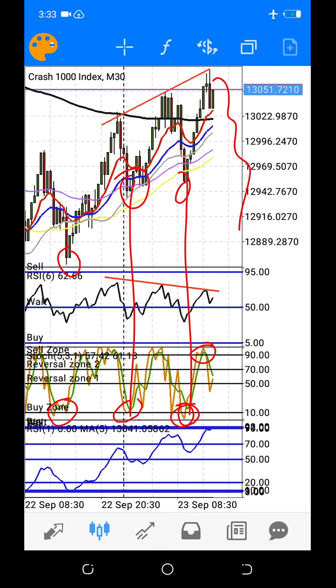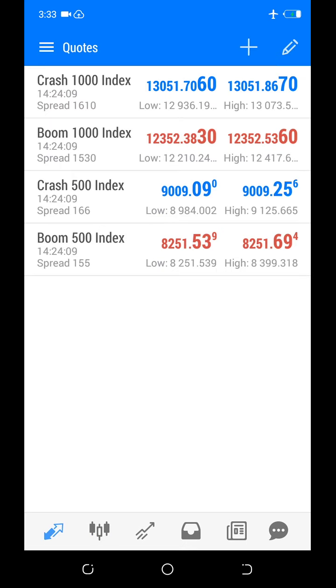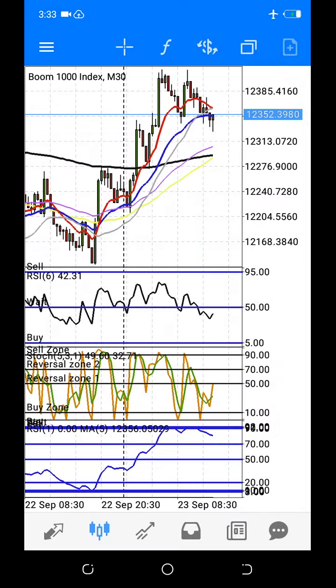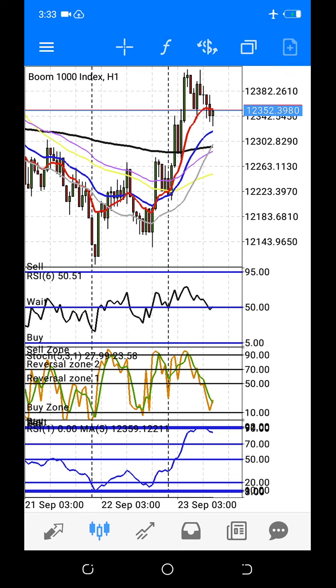Now, this is the key to entry. Let me go to Boom 1000 for instance. Boom 1000 is supposedly in a buy trend. Let's come to H1. Okay, it's in a buy trend. All the conditions for buying has been met, and now we have this retracement. We are expecting it to continue to buy up, right? Are you supposed to enter the trade and wait? This is how to know your entry.